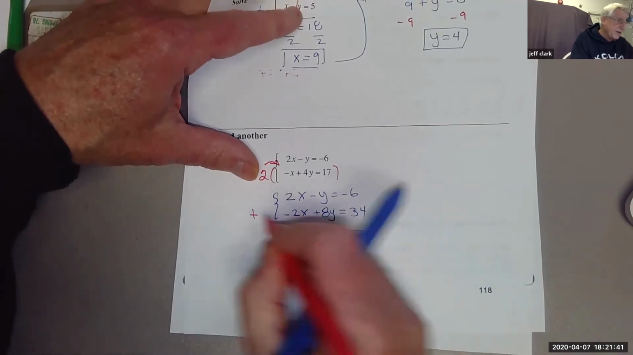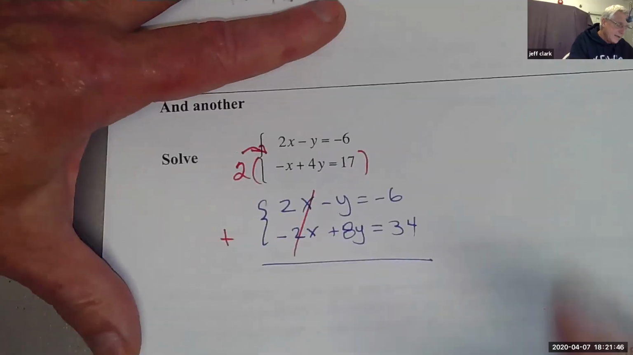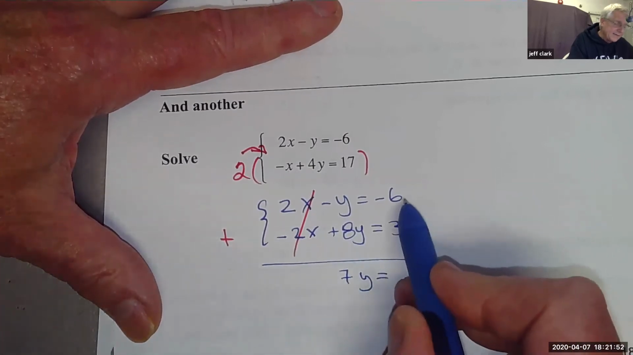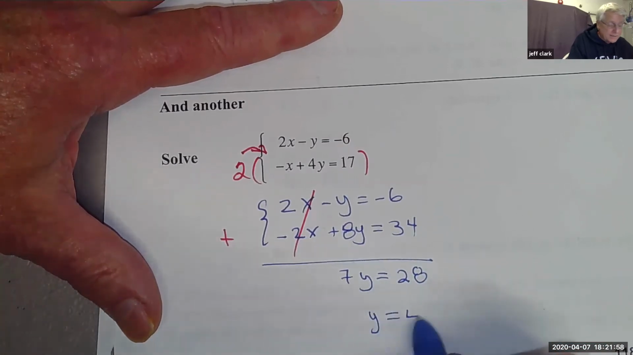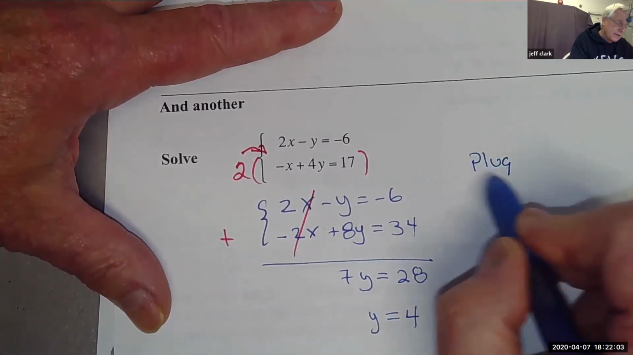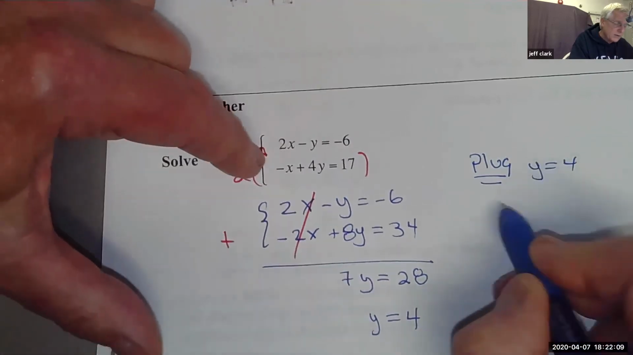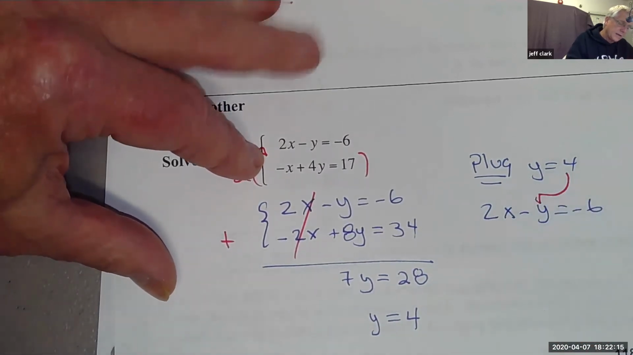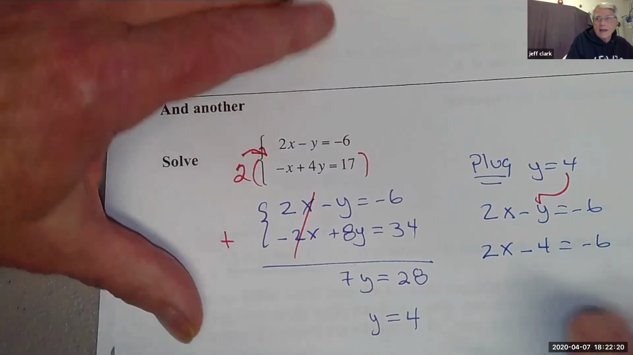And now at this stage, you can just add straight down, which, notice, the x's will go away. Negative 1 plus 8 is positive 7y. Negative 6 plus 34 is positive 28. Y's got to be 4. 7 times 4 is 28. So then you plug y equals 4 into one. Let's do the first one of the originals, and then solve for x.